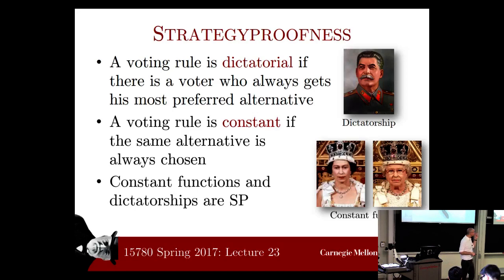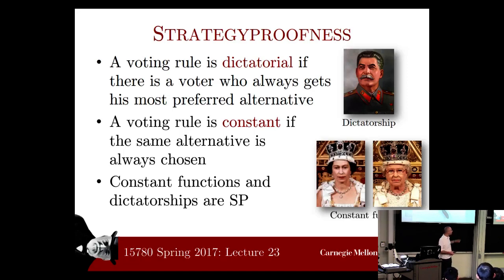Anyway, so what I want to claim is, for dictatorships and constant functions, these kinds of voting rules are actually strategy proof, which is pretty easy to see. A constant function. Why is it strategy proof? Because whatever you say doesn't matter. The same alternative would always be selected. So you can't do better by lying about your preferences.